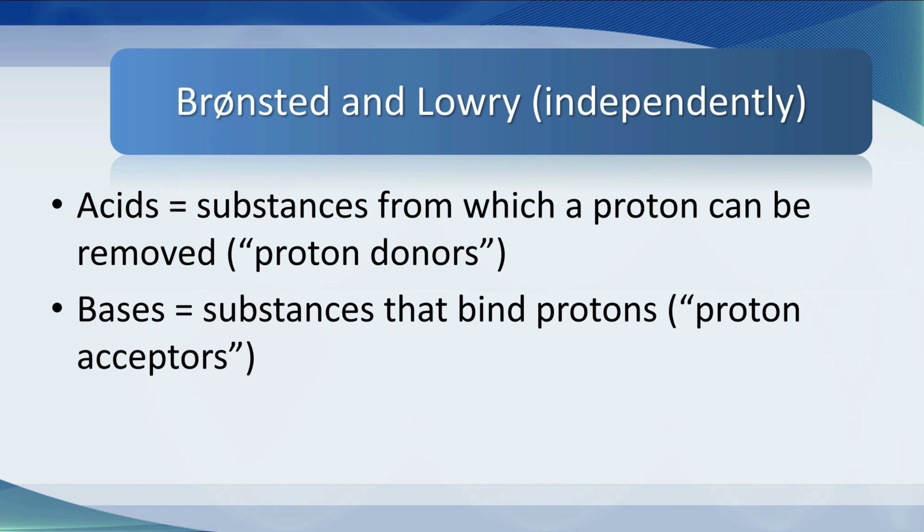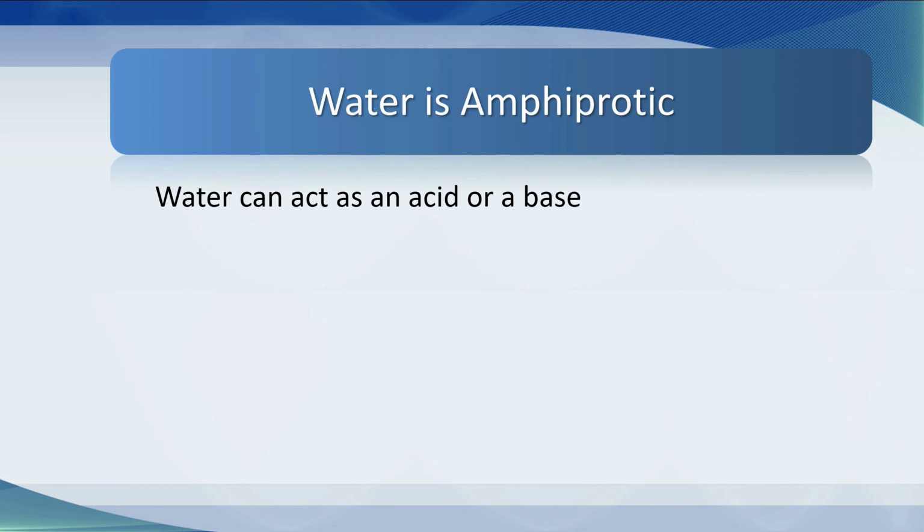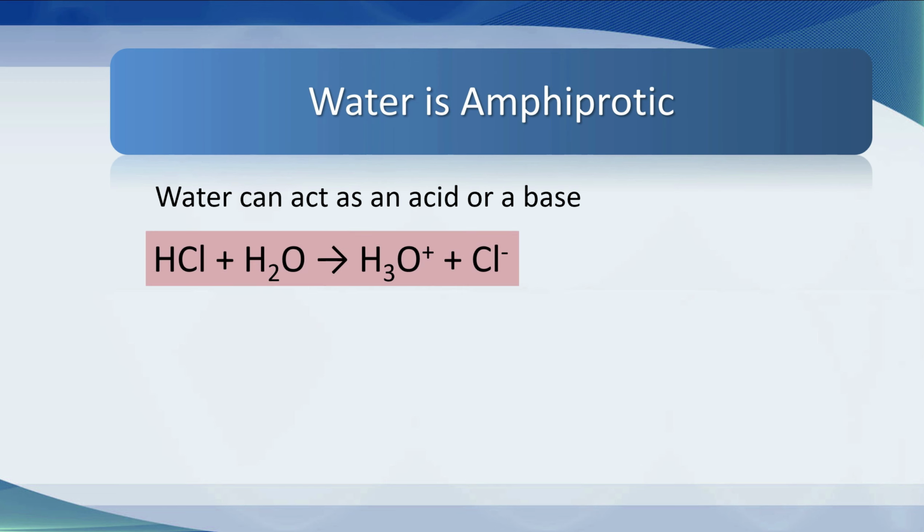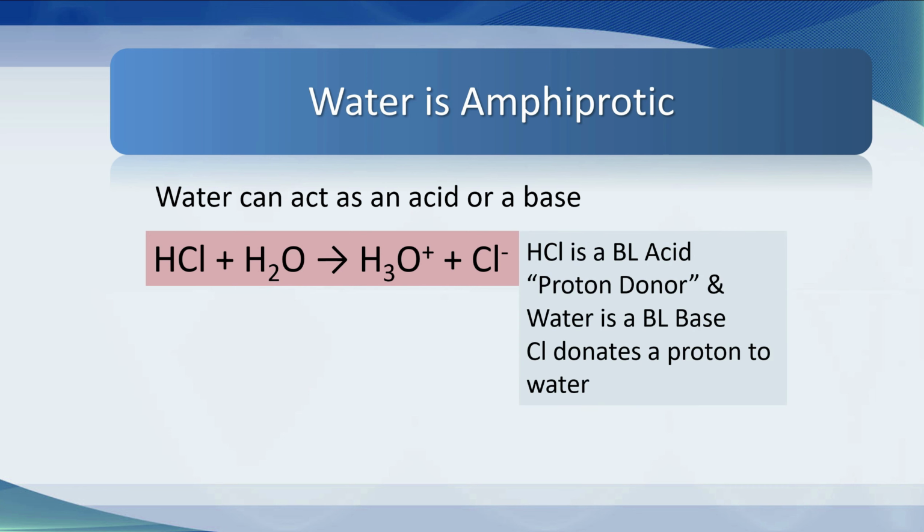Now, I want to point out that the Arrhenius theory and the Bronsted-Lowry theory are actually quite compatible with one another, and you just have to think a little bit outside the box. Key to understanding acid-base in biology is that water is amphiprotic. It can act as an acid or a base. For example, if hydrochloric acid is dissolved in water, it ionizes to produce hydronium and chloride. HCl, hydrochloric acid, is a Bronsted-Lowry acid. It is the proton donor, and water is the proton acceptor.